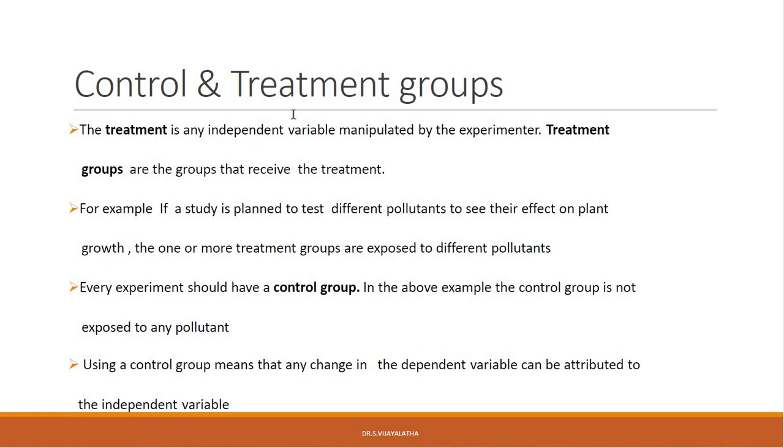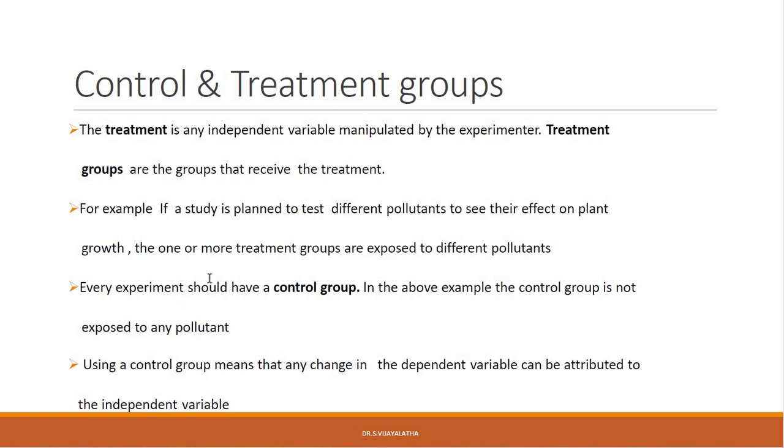Because we are exposing it to different pollutants, we want to see how plant growth is getting affected. So it becomes the dependent variable. The groups that are receiving this treatment are referred to as treatment groups. But whenever an experiment is designed, we should definitely have a control group. So for the above experiment, the control group is a group that is not exposed to any pollutant.